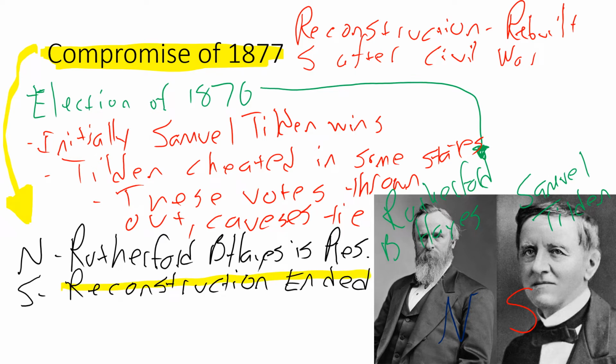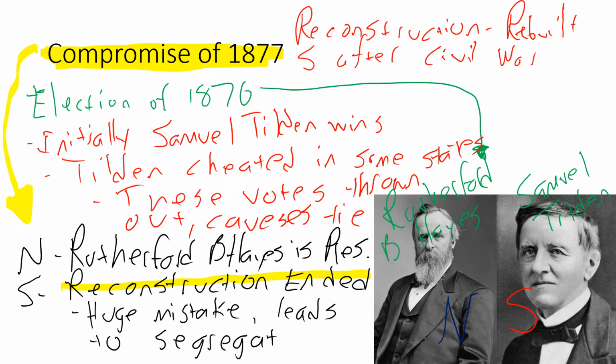Because during Reconstruction, the North was keeping soldiers down here, forcing the South to reconstruct at gunpoint. So when Reconstruction ends, this is not good. This is a huge mistake. So let's just put down that Reconstruction ending was a huge mistake. And that it leads to this new thing called segregation.